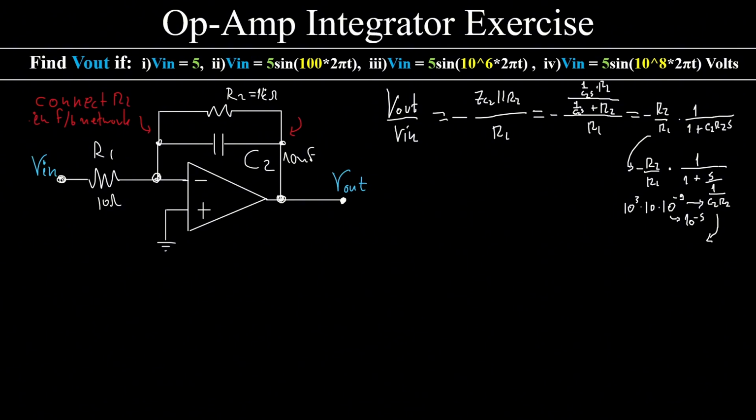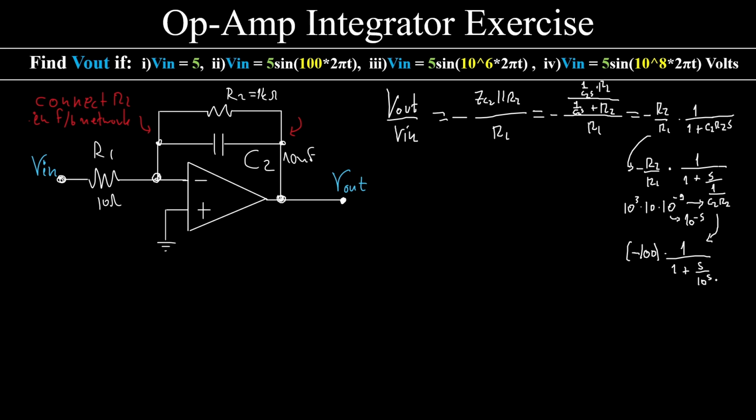10 to the power of 3. How much is R1? 10. 10 to the power of 3 over 10 is going to be 10 to the power of 2, 100. So we're going to have something like minus 100 times 1 over 1 plus s over 10 to the power of 5. Now this is my new transfer function with this configuration.